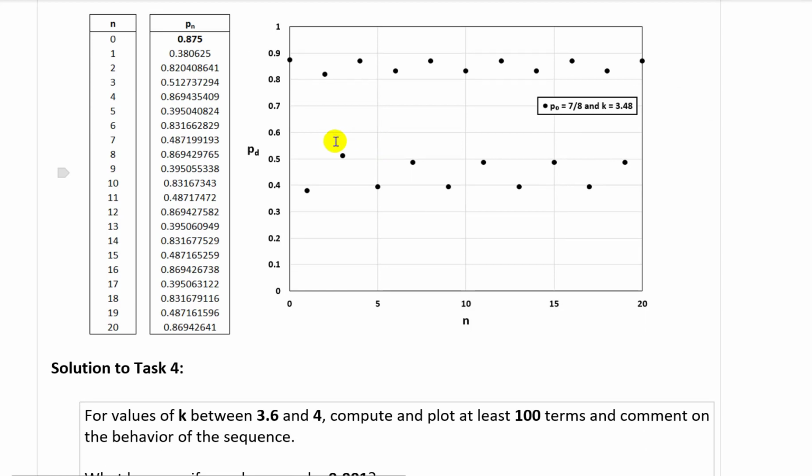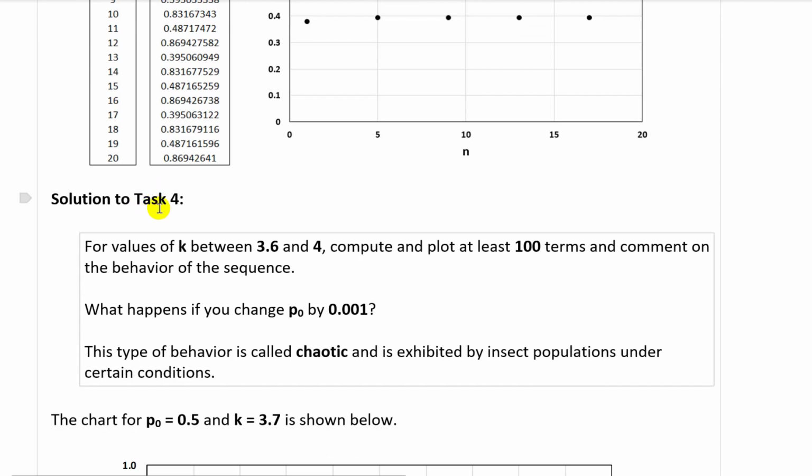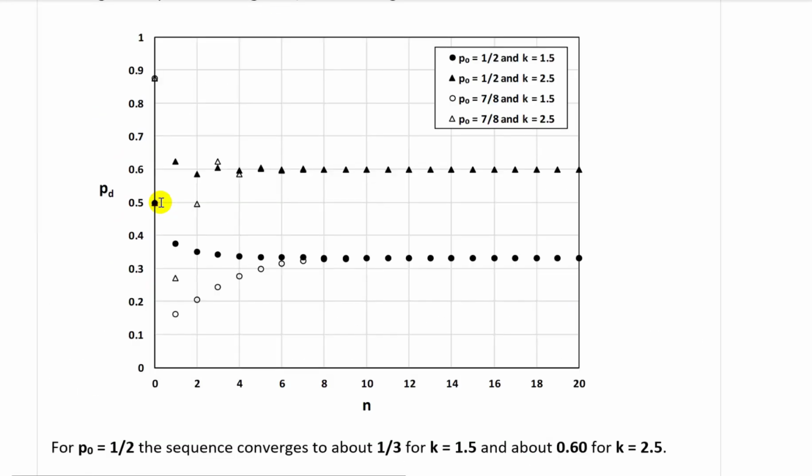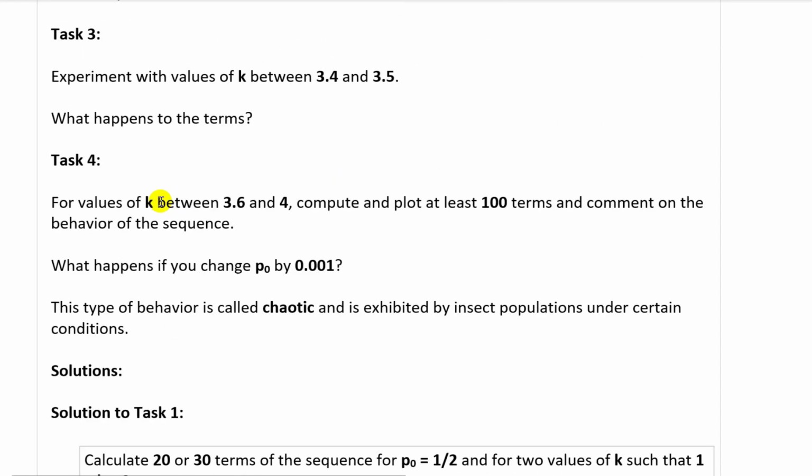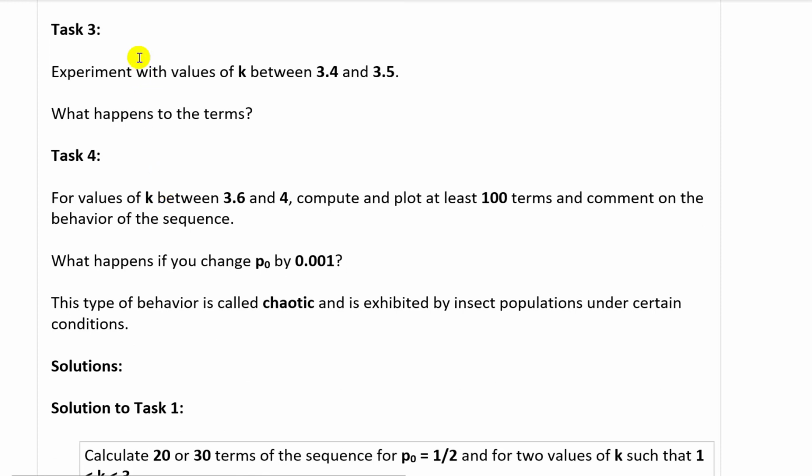And now let's look at the final question, task 4. Let's go over here and read it above, just because it's in the same order. This was the last task of this project. It was a brief project. This task states, for values of k between 3.4 and 3.6, compute and plot at least 100 terms and comment on the behavior of the sequence. Yes, we're even increasing it further, 3.4 to 3.6.